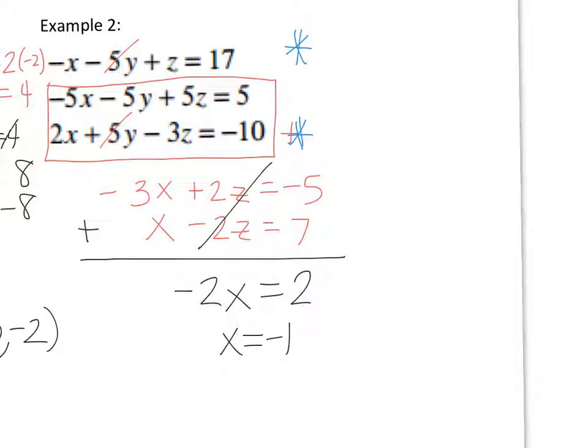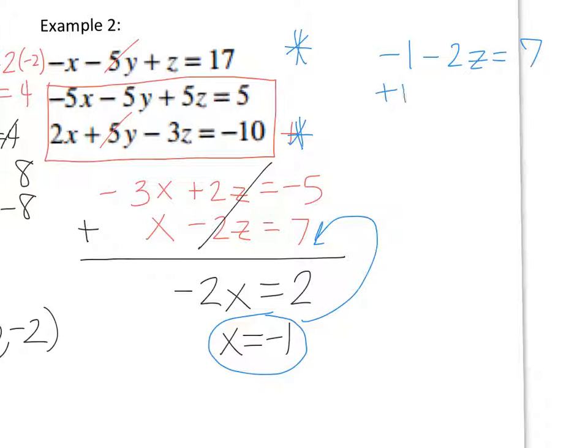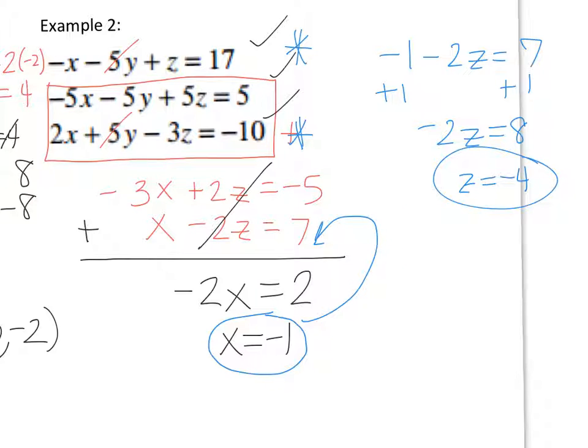If x is negative 1, I can plug it back into this equation. So it's negative 1 minus 2z equals 7. Add 1. So negative 2z equals 8. Z equals negative 4. And now I can take x and z and plug them into any of these equations to get y. I'll use the first one. So it's the opposite of x, so positive 1, minus 5y plus negative 4 equals 17.